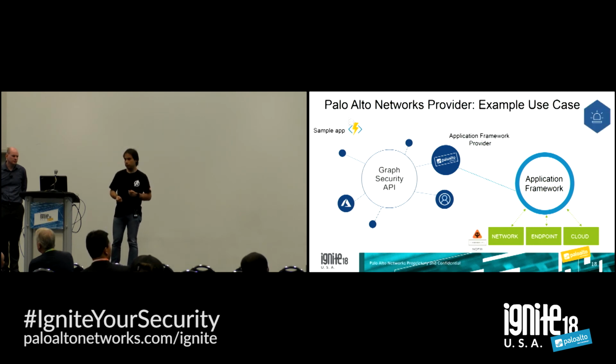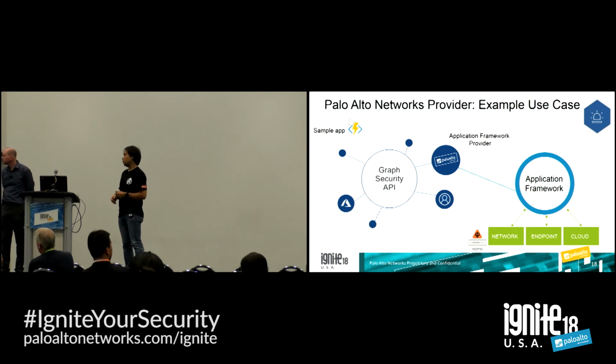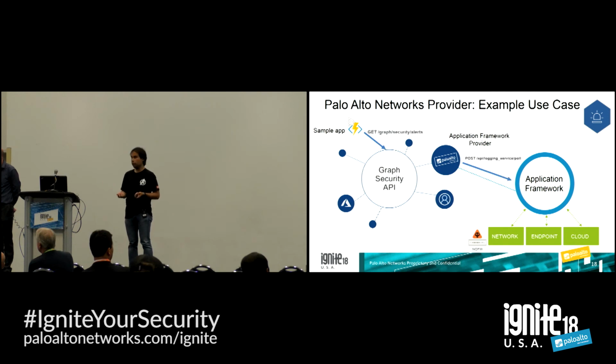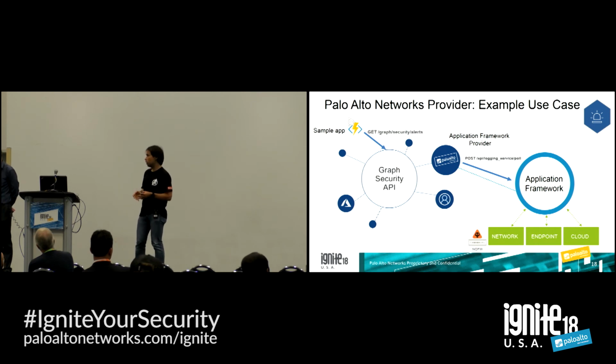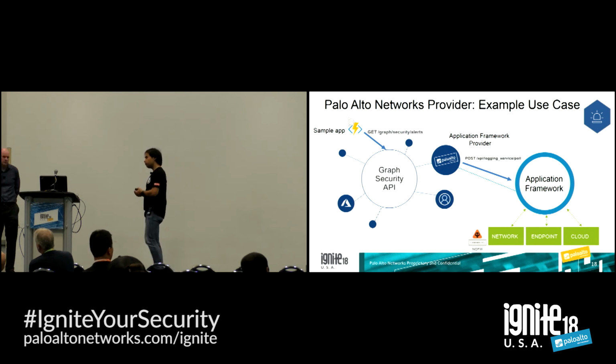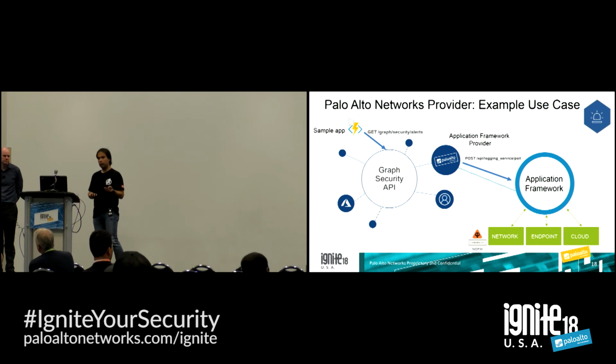Let's have a look at an example. So I'm going to show a quick demo. We have in the top left corner a sample application, just an app that we quickly built to demonstrate this capability that is communicating to the Security Graph API. So what this application does is calling the REST endpoint of the Graph Security API saying, give me the alerts. And the Graph Security API will actually broadcast this query to all the different solutions that are plugged to the Graph Security API, so through all the providers.